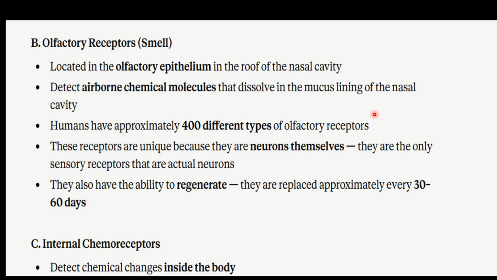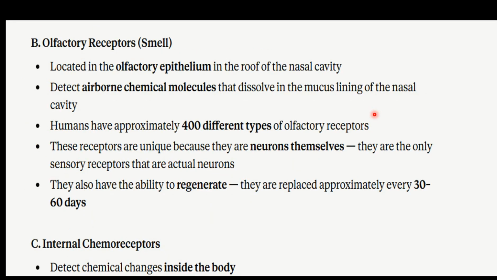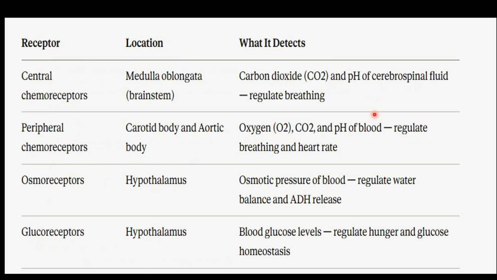Okay, so far we have discussed the definition of chemoreceptors, the location, and the types of chemoreceptors that include gustatory receptors, olfactory receptors, and internal chemoreceptors. Clear? Now the next thing is the table. There are some internal receptors also, so let's try to understand what the internal receptors are.